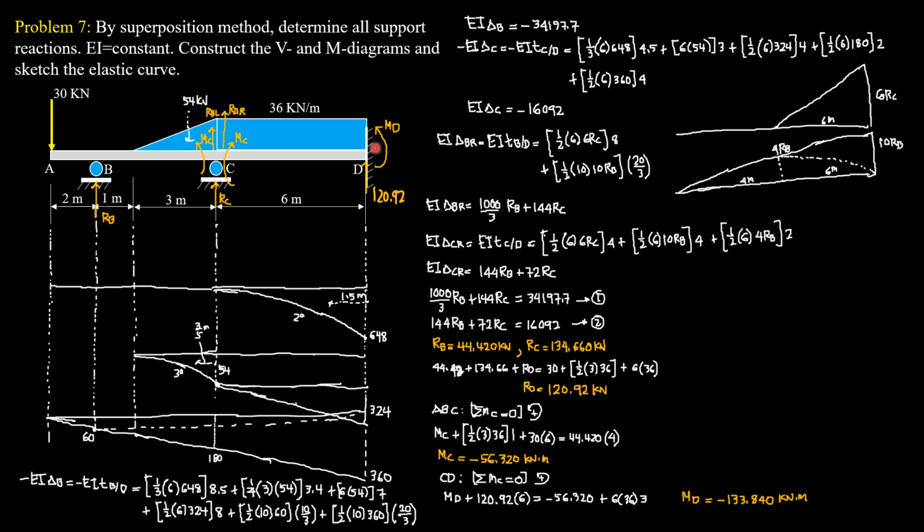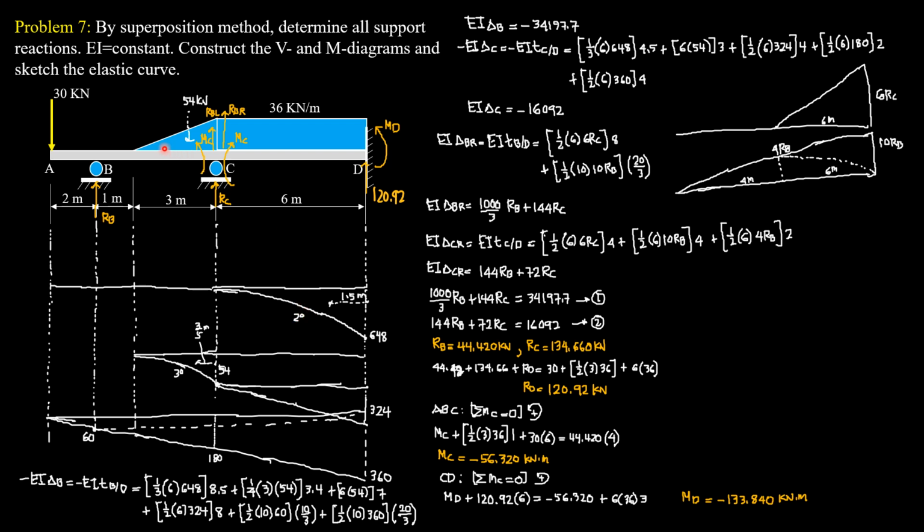Because one support is fixed, let's select this as the moment center. First, let's have the moment diagram for the uniform load of 36 kilonewton per meter. The value here is equal to 36 times 6 times moment arm 3, and that is 648 kilonewton meter. And it is a second degree curve, a parabola.